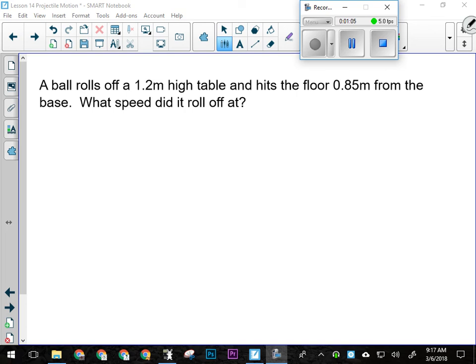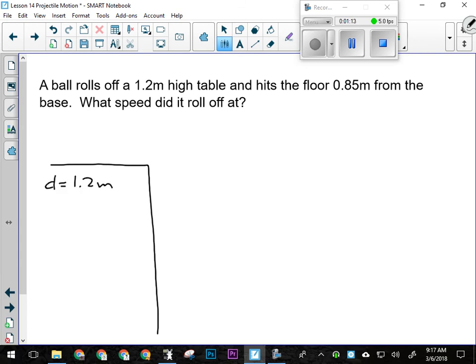So I got a ball that rolls off a 1.2 meter high table. Here's the table, and it is 1.2 meters high. So whatever falls off of it is going to fall 1.2 meters. It hits the floor 0.85 meters from the base. What speed did it roll off at?